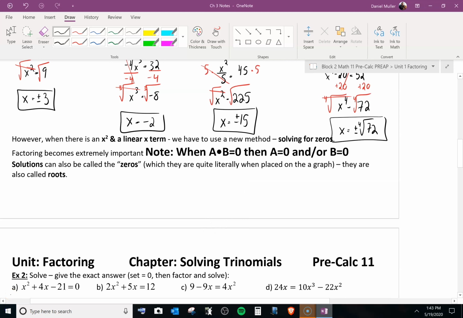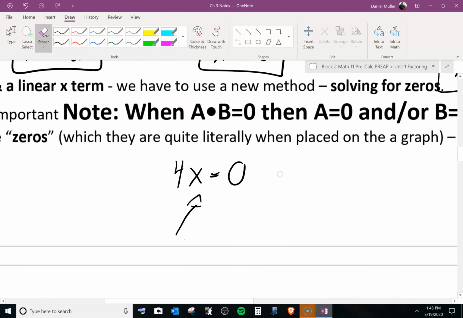Okay, example number 2, we're going to be solving and we want to give the exact answer. And one of the things that we need to note is if I gave you something like 4x equals 0, and hopefully you'll get pretty quick at this, what number could we choose that would make this statement true? So if I pick 2 in here, 4 times 2 is 8. Well, 8 doesn't equal 0. And so it should be pretty obvious that the number that we would have to choose for x would be 0, because 4 times 0 equals 0.